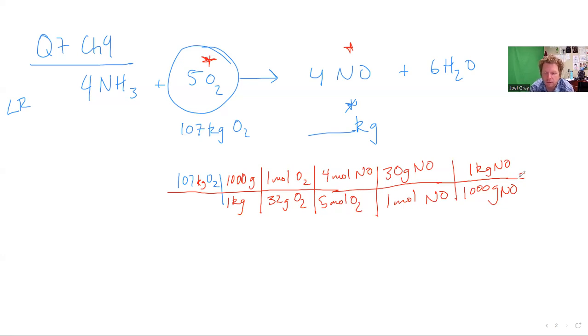So I'm going to say 107 times 1,000 times 4 times 30, and then I can divide that by 32 times 5 times 1,000, and that's going to give me 80.25 kilograms of NO produced.